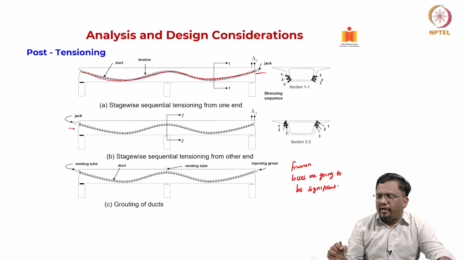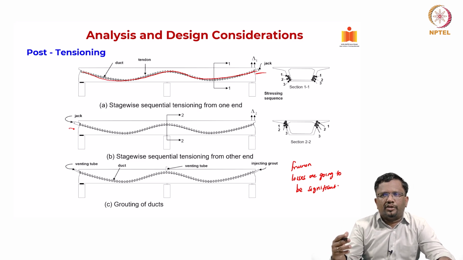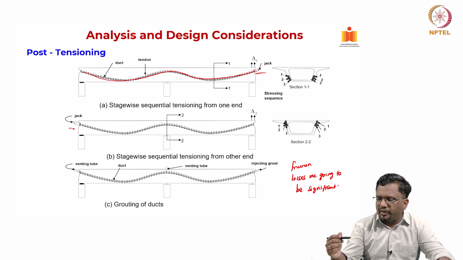So finally, after all these things are done, when you do this pre-stressing or post-tensioning in a staged manner, then you will have a reduction in your friction losses. So that's how you are going to do it. You do it in multiple stages.